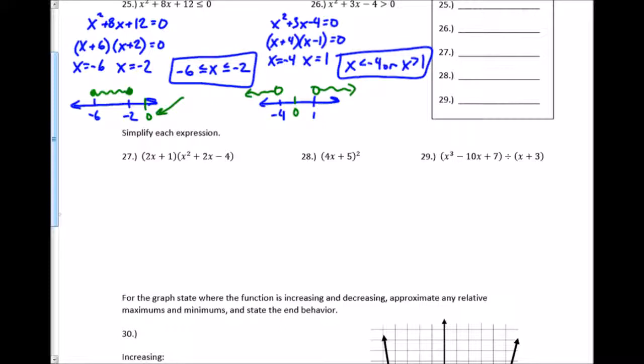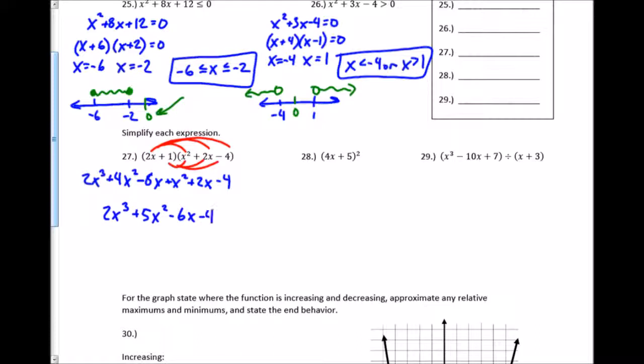For the next one, it asks me to simplify this expression, so I'm just doing some multiplication, so I'm distributing the 2x. When I do that, it gives me 2x cubed plus 4x squared minus 8x. Then I distribute the 1. That gives me x squared plus 2x minus 4. And I simply combine like terms, which leaves me with a plus 5x squared here, a minus 6x, and a minus 4. Sorry, I almost couldn't read my own handwriting there. I believe that's a minus 8x. Okay?